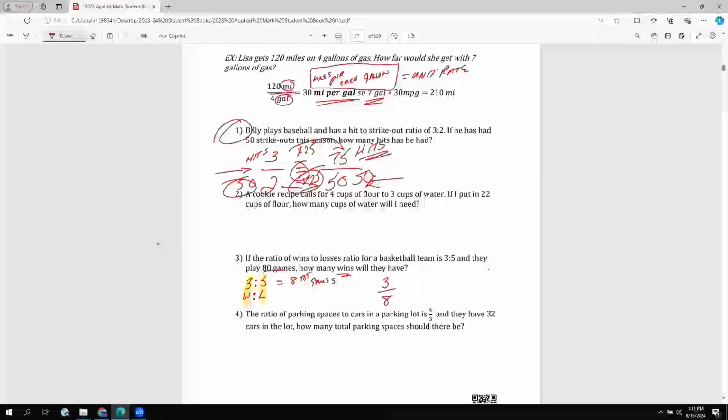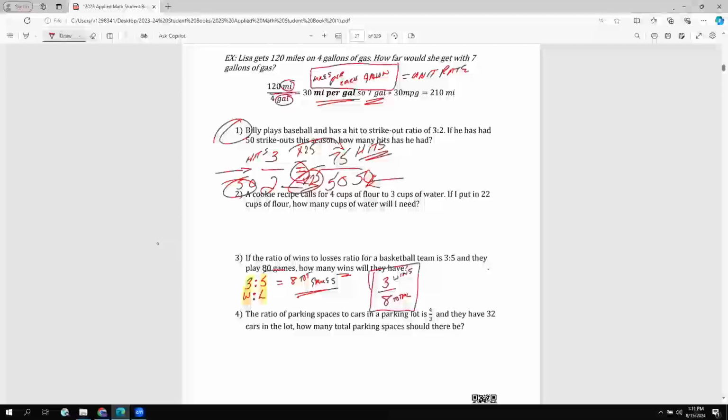Students will say, wait a minute, where did you get all that? 8 is total. We talked about that, right? 3 wins plus 5 losses equals 8 total games that they played. So for every 8 total games, they win 3. That's how this ratio got built.